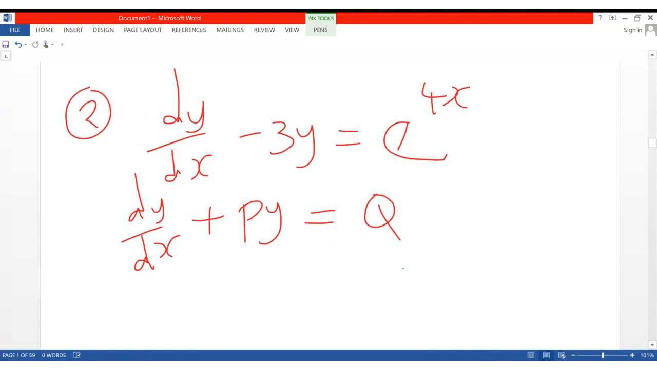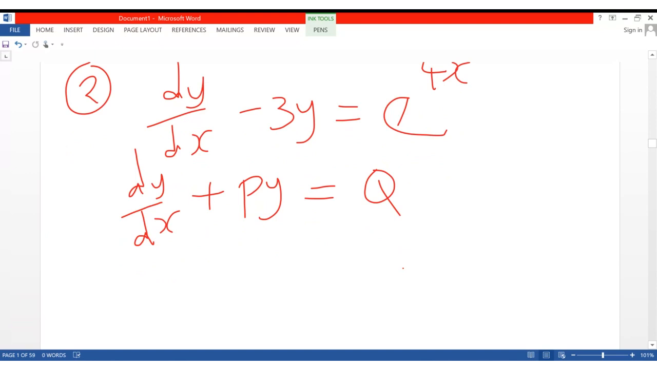So I'll now take just the integrating factor. I'll have exponential. So I'll ask a question. What is my P? Can someone see what is my P? Can you do a direct correspondence with that equation? What do you think is my P there? What is my P? -3.